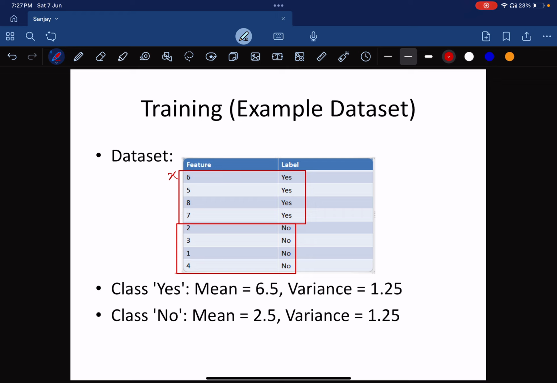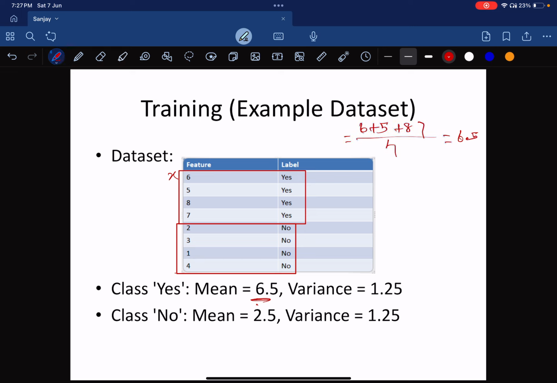In this case, the mean is 6.5 for class 1. The mean formula is the sum of all the values in the feature divided by n, where n is the number of values. For example, in this case, 6 plus 5 plus 8 plus 7 divided by 4, because there are 4 values. The answer will be 6.5, so the mean is 6.5.